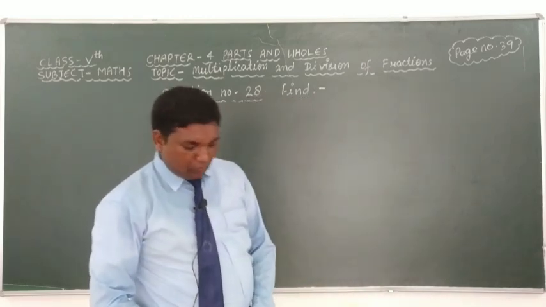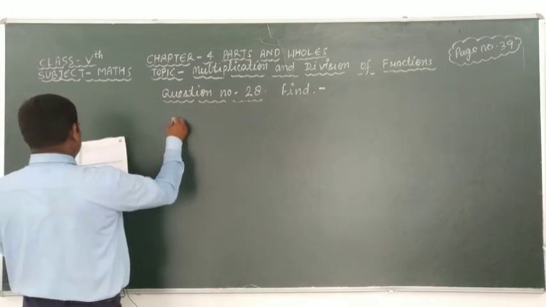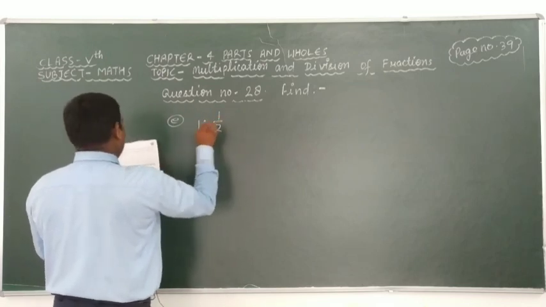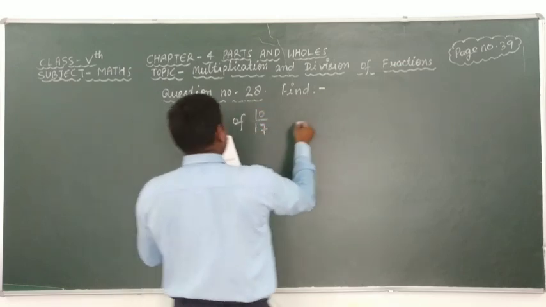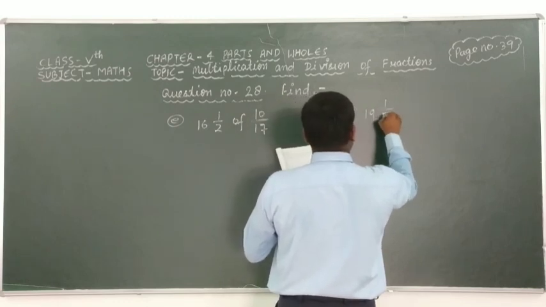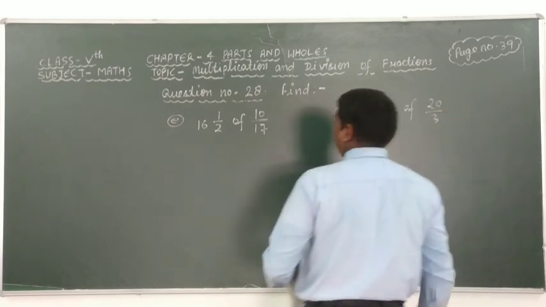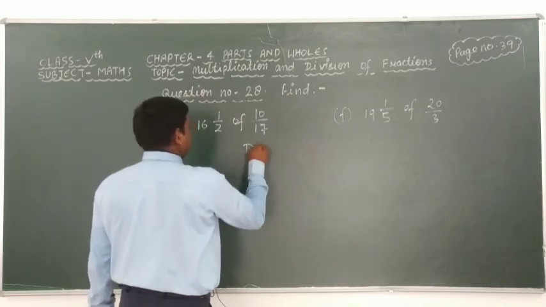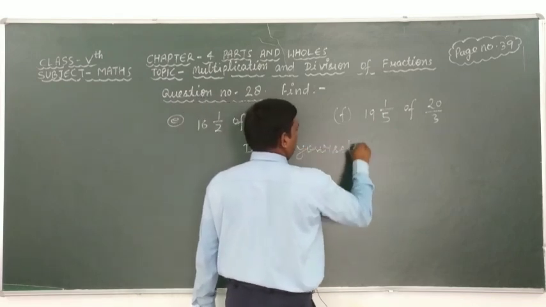Okay students, now let's start question number 28 of E: 16 whole 1 over 2 of 10 over 17, and question number 28 of F: here given that 19 over 1 by 5 of 20 over 3. Dear students, question number 28E and 28F, do it yourself in math homework.